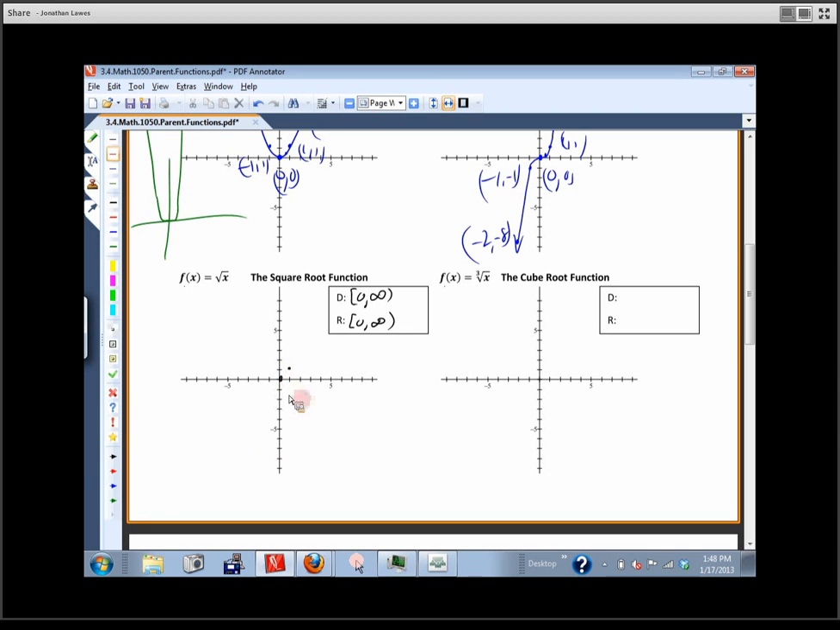If you go over 2, you go up the square root of 2. Well, that's a bit of a pain because that's 1.4. If you go over 3, up the square root of 3. Also a pain because that's about 1.7.